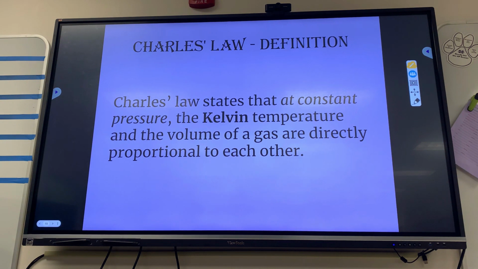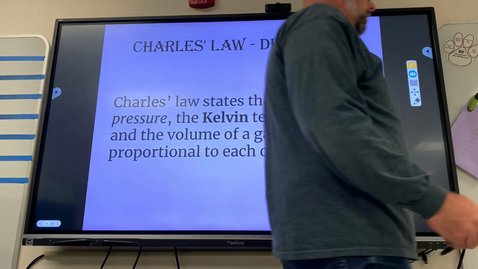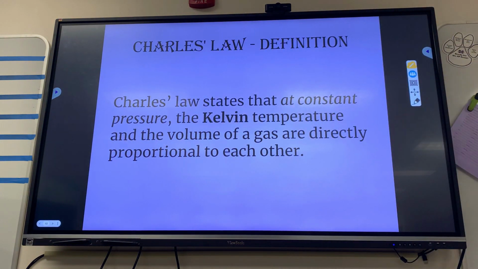At constant pressure. So, does anybody have Boyle's law nearby? What was constant for Boyle's law? Temperature. The temperature we assume to stay the same. So, for Charles' law, we're doing the same thing with pressure. I'm going to say the pressure remains constant, but now we're talking about the Kelvin temperature and the volume being directly related.